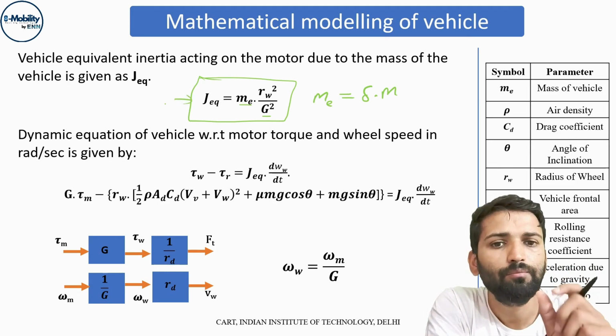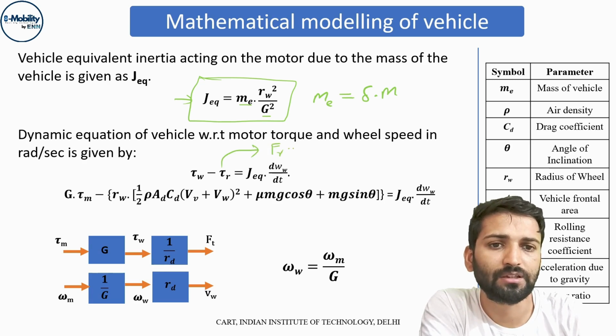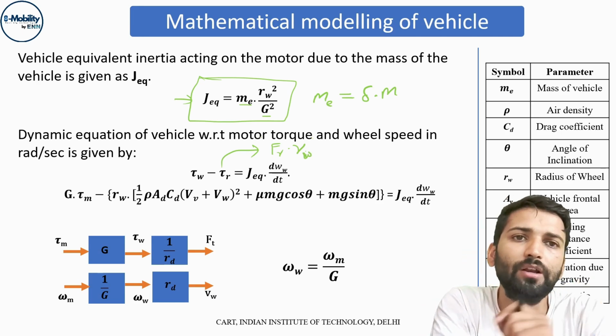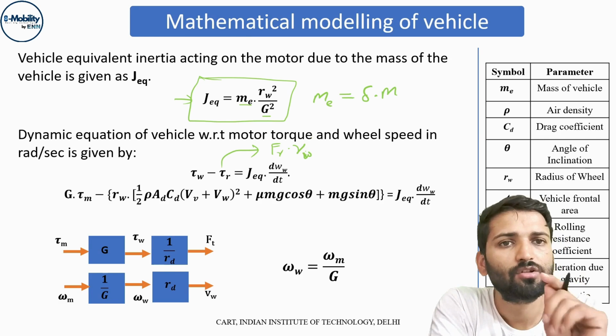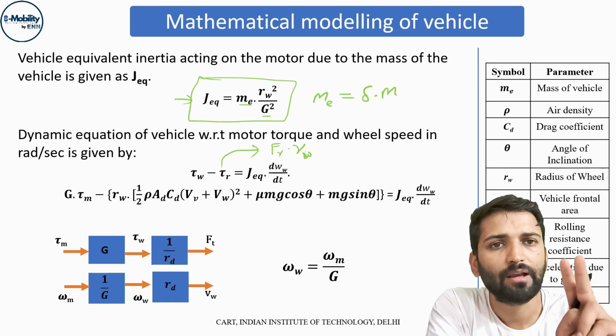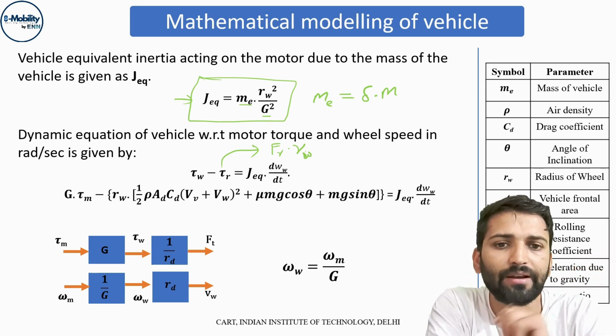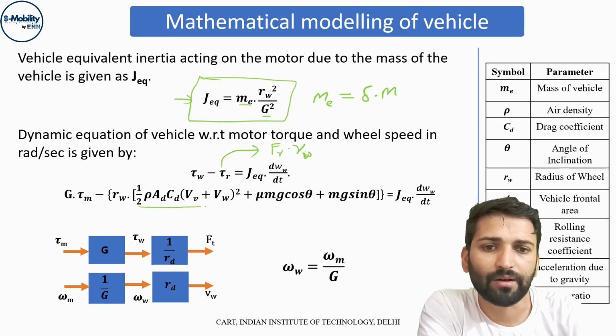Now, how do we calculate the resistive torque? We all know that the resistive torque is the F resistive into R of the wheel, the radius of the wheel. And F resistive, as we learned in the last video, consists of three forces. The first is the aerodynamic drag, the second is the rolling resistance, and the third is the gradient. All these forces we have written here, 1, 2 and 3.